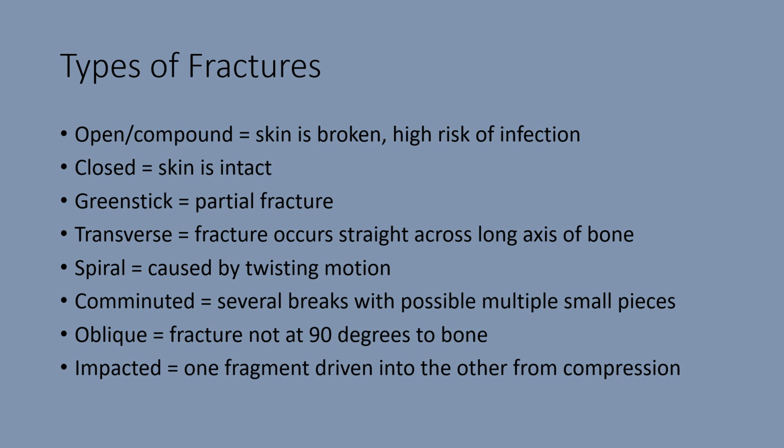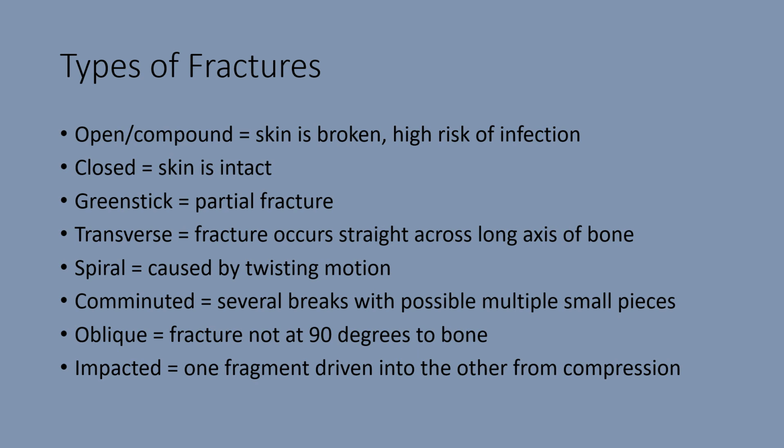Now, sometimes the bone may not be completely broken all the way through. That's known as a green stick. It's still a fracture, but it's a partial fracture. They'll look at if the bone is broken all the way through. Is it along the long axis, or is it kind of a spiral because there's a twisting motion with it? Are there several breaks, or is there just one break? Is it at 90 degrees to the bone or not? Does it look like one fragment was driven into the other one, like really pushed into it? So they'll look at all that from the x-rays.